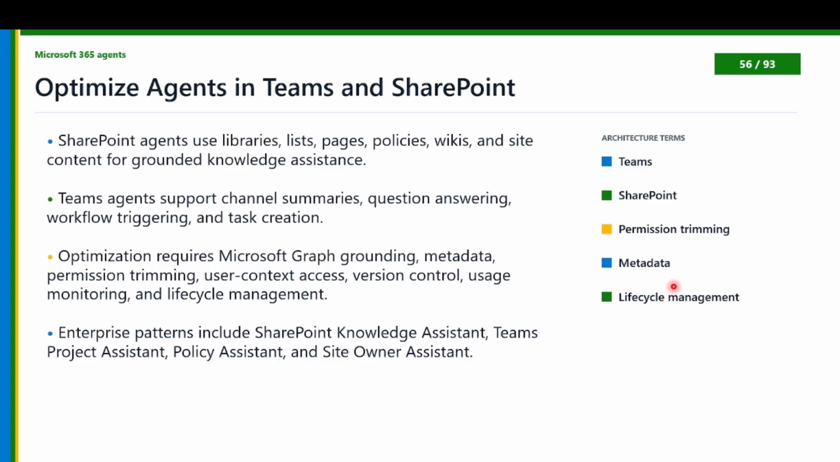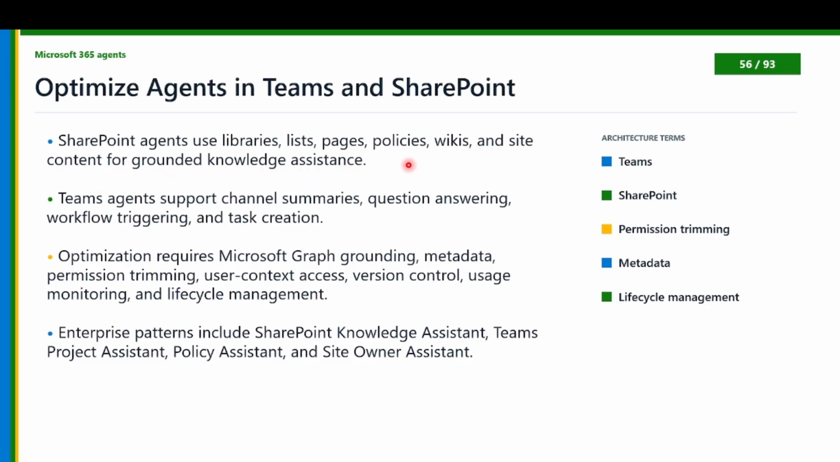And then we also have metadata and lifecycle management, or ALM. So let's look at the detailed points of this Microsoft 365 agentic AI design. Number one is SharePoint. SharePoint agents use libraries, lists, pages, policies, wikis, and site content for grounded knowledge assistance.